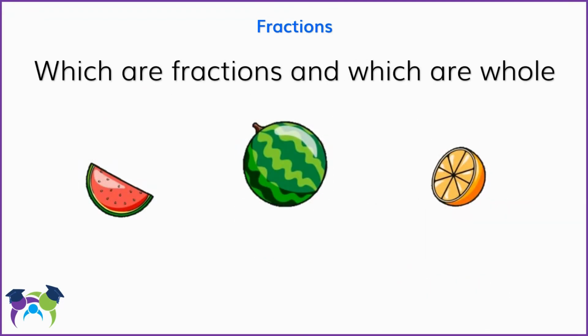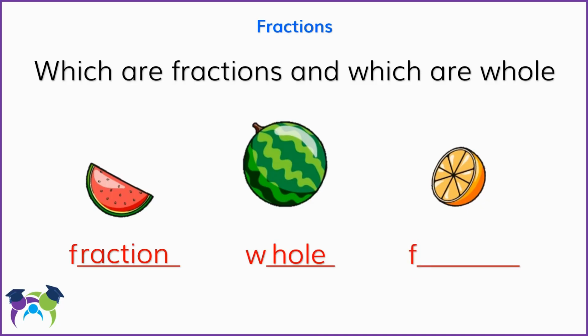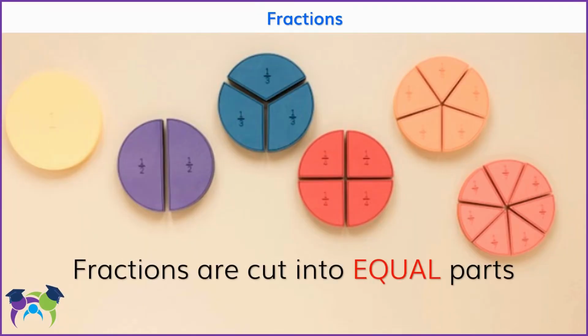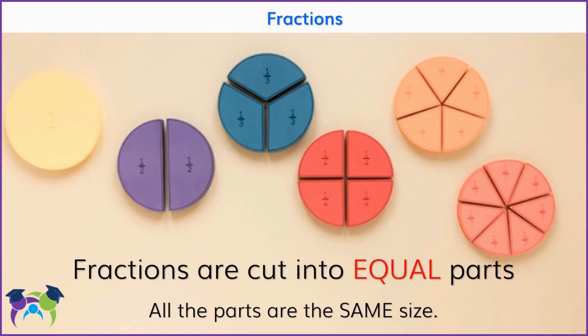Which are fractions and which are wholes here? The slice of watermelon is a fraction of the whole. Then we have one watermelon. This is a whole watermelon, not part or a fraction. And then we have part of an orange. This is a fraction of the orange. Fractions are cut into equal parts. All the parts are the same size.